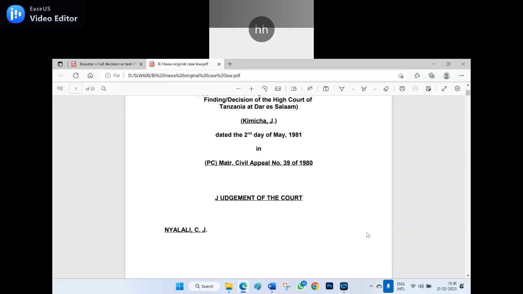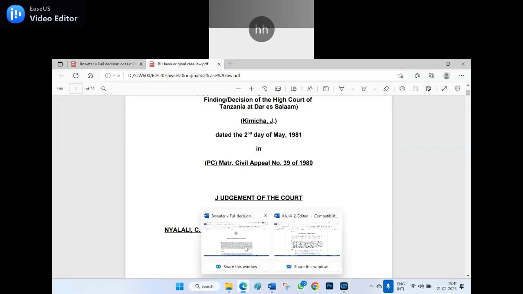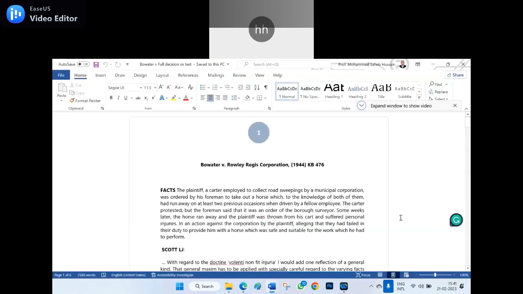When you write the judgment of the court, that should be in the middle, all capital letters, no underline. No underline, they made underline. They don't know the rules. So, now here the judges are Kimicha J, judge Kimicha. Yes, you can write Kimicha if you are writing. Then followed with what?